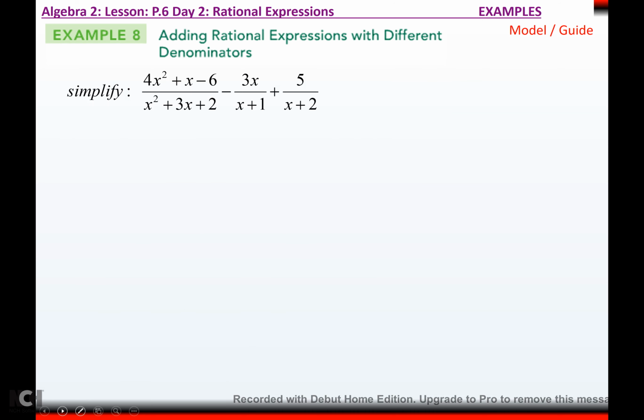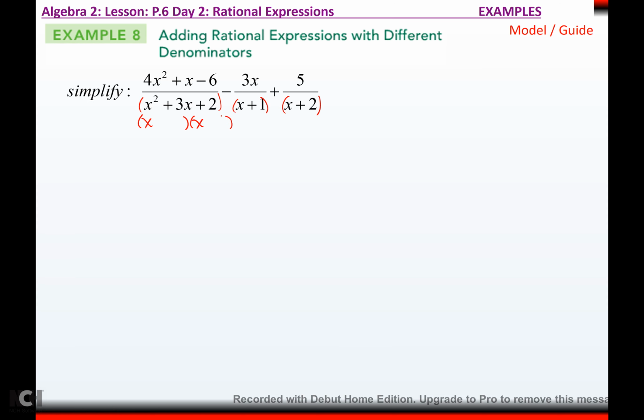Alright. Now we've got 3 rational expressions that we're trying to add and subtract. Again, these 2 are factored, so they are prime. I can't factor them anymore. This I should be able to factor. And it should be an easy factor since a is 1.